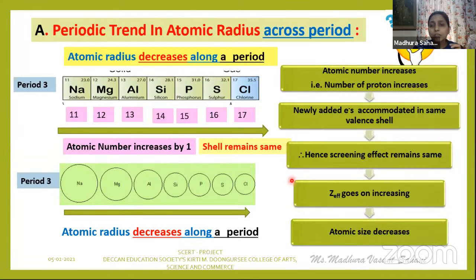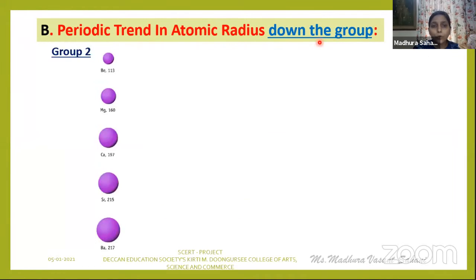Now just read out these things. These are the things we have discussed right now. See what is written: atomic number increases, number of protons increases, newly added electrons get accommodated in the same valence shell. Hence the screening effect remains the same, but effective nuclear charge goes on increasing. So it results in a decrease in the atomic size. So here we have completed the periodic trend in atomic radius across the period. Now we are going to learn the periodic trend in atomic radius down the group.